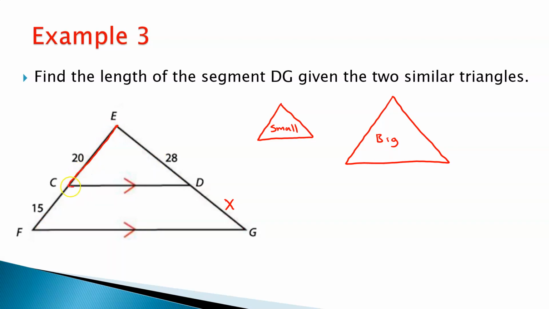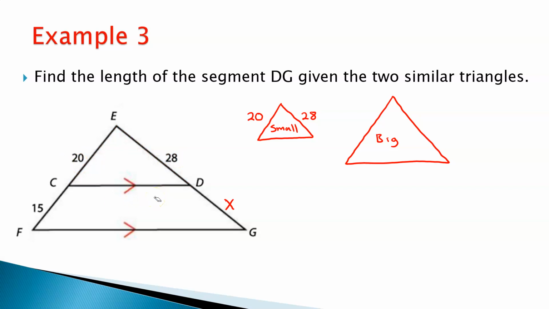From E to C to D, and then back up to E. So ignore everything else, only focus on this top triangle here. Well, what do I know? I know this side on the left is 20, so let me label that 20. And I do know that the side on the right is 28. I actually don't know the bottom side. They don't tell me anything down here, so that's as good as it's going to get. For the small triangle, I only know the left side and the right side, 20 and 28.